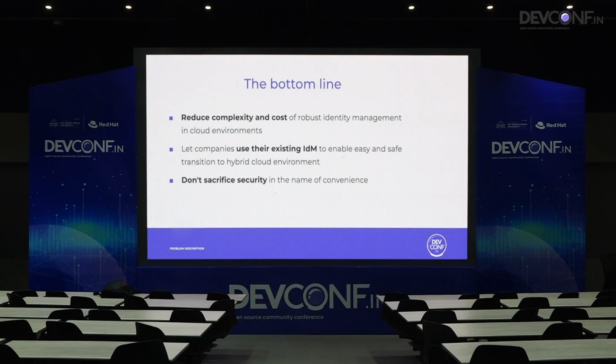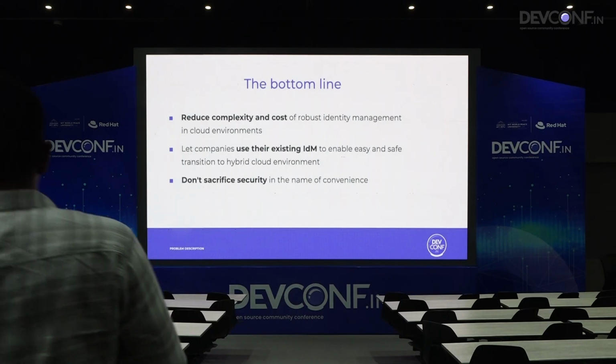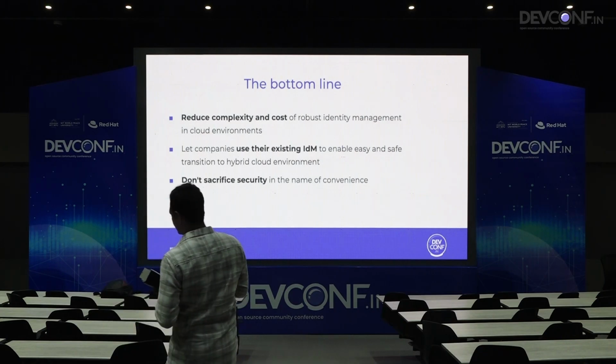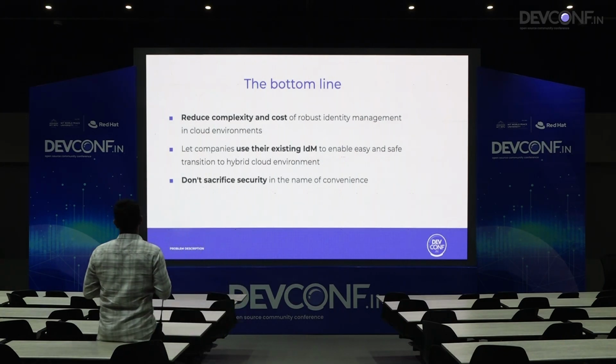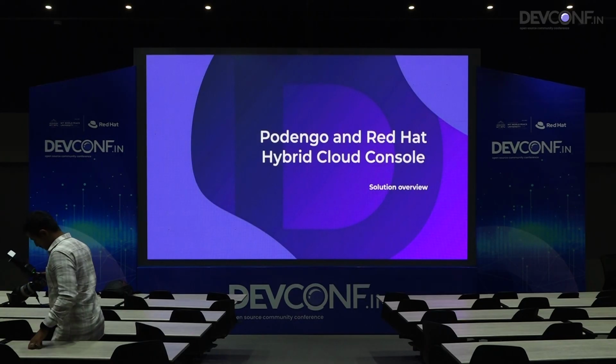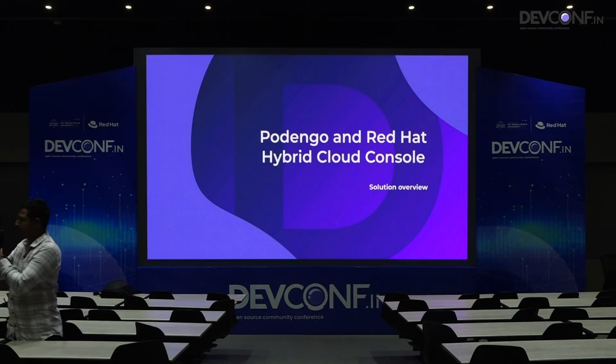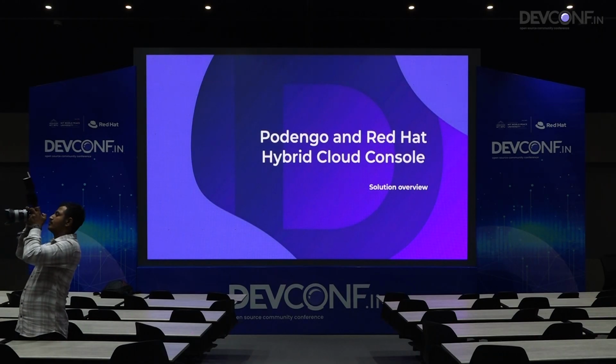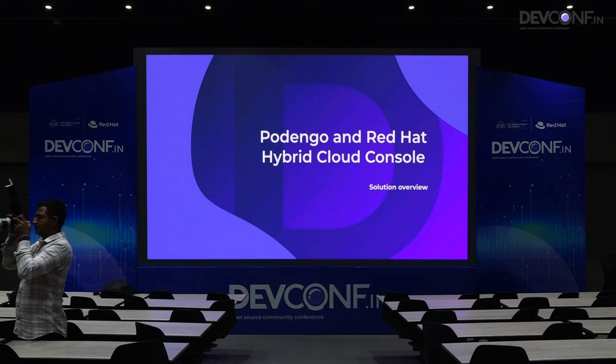Let's cut down to some bottom lines which we already have talked about. We want a less complex and cost-efficient identity management solution in a cloud environment. We want users to use their existing IDM, so they don't need to start anything from scratch. And definitely we don't want to sacrifice any security. So there we go, the Podengo project and the Red Hat Hybrid Cloud Console. We won't go into much detail about the Red Hat Hybrid Cloud Console, but we will talk about the Podengo project now.